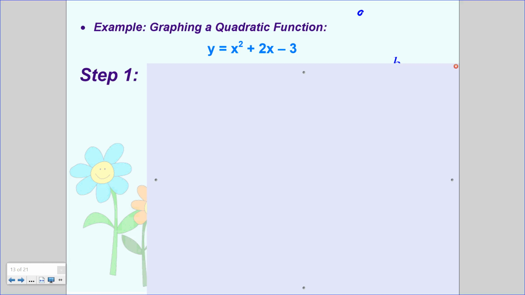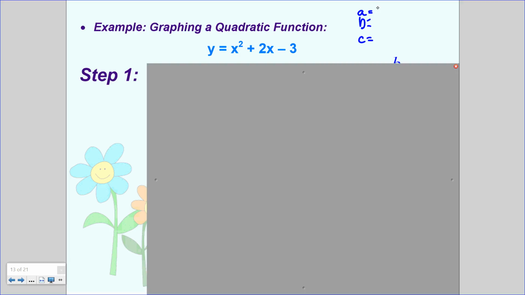Off to the side, I would recommend starting by stating what a, b, and c's values are from the standard form. A comes from the x squared term, and there's nothing there, so it is understood to be a 1. B comes from the x to the first term, so in this case that's 2. And C comes from your last constant. Please notice that this is a negative 3. C is a negative number.